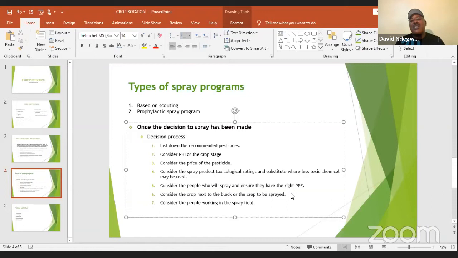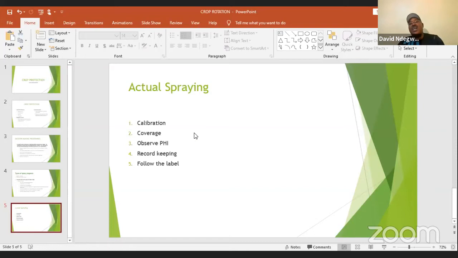Then consider the people working in the sprayed field because of their health. You cannot spray when the next field is being worked on. So you ensure that the people working are far away from the area being sprayed. So when you come to actual spraying, after the decision has been made that now we are spraying, ensure that you observe calibration.